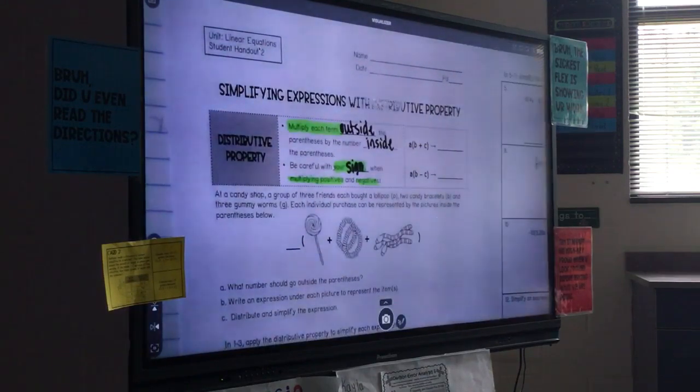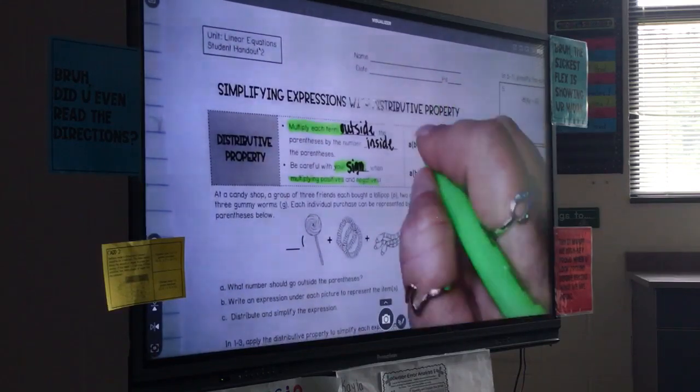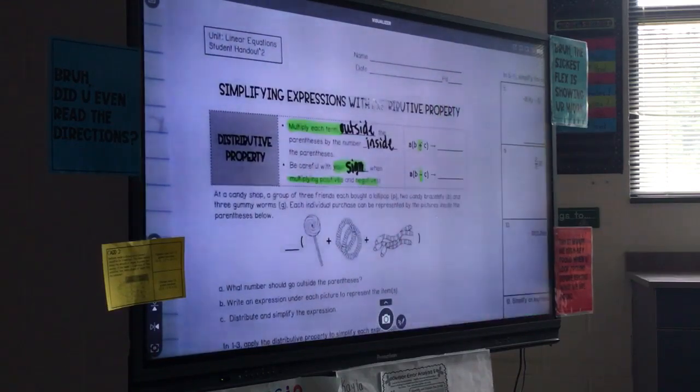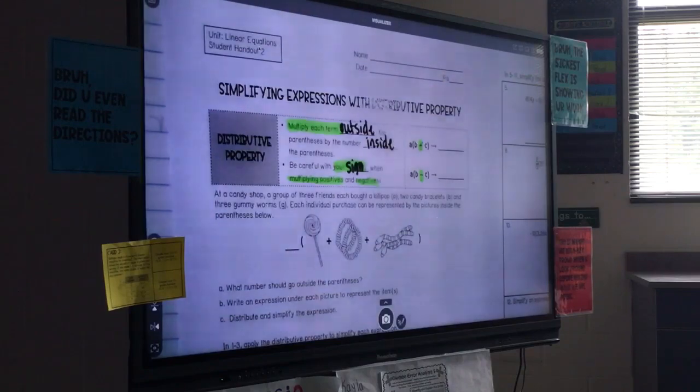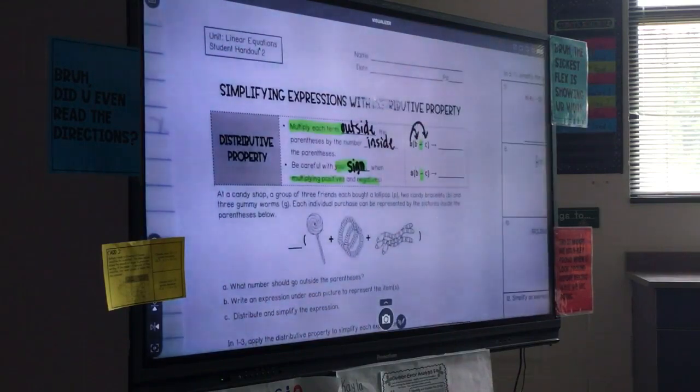You always keep the operation inside the parentheses. That tells you what you're doing. Okay, so if there's a plus, you're ultimately going to be adding. If there's a minus, you're ultimately going to be subtracting. So when you distribute, you multiply. So the number on the outside is multiplied by those numbers on the inside.